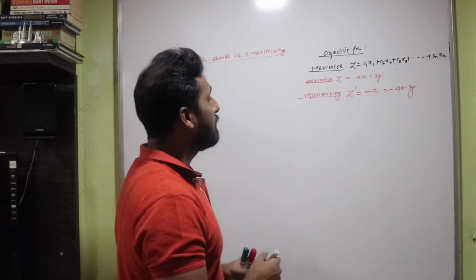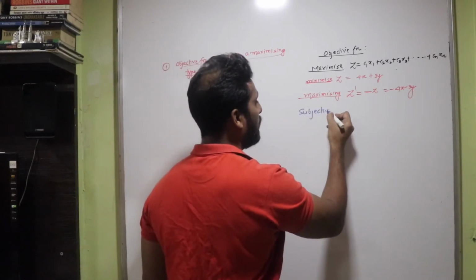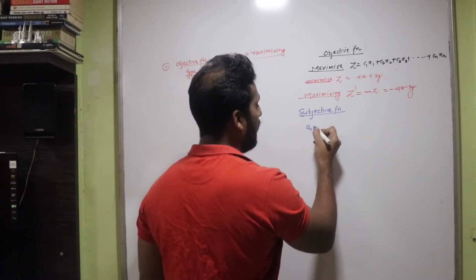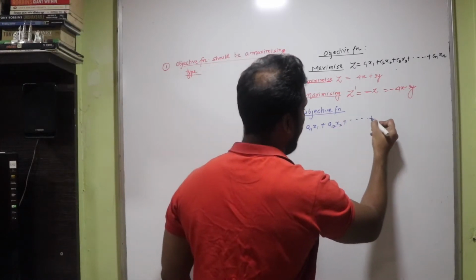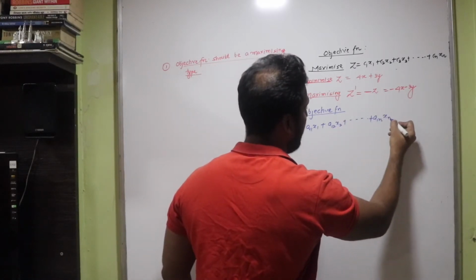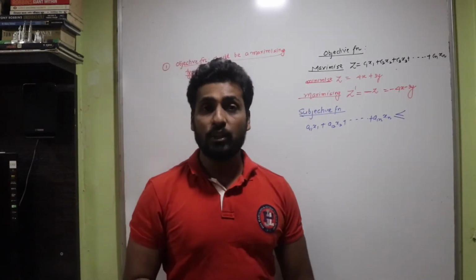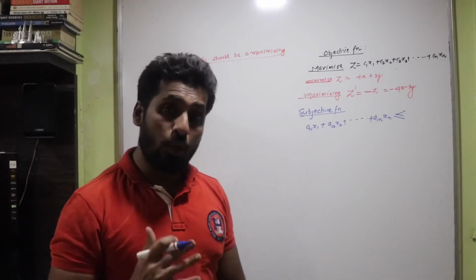Now let's write some subjective functions. So if I have the subjective functions, let's say a11 x1 plus a12 x2 and so on till a1n xn less than or equal to type. So as you remember, the subjective functions can be of two different types, less than or equal to type or greater than or equal to type.